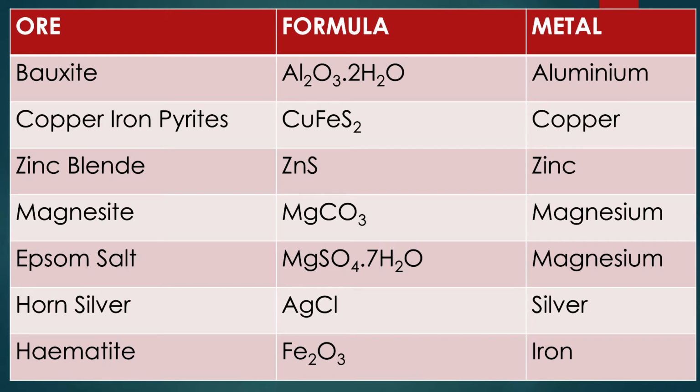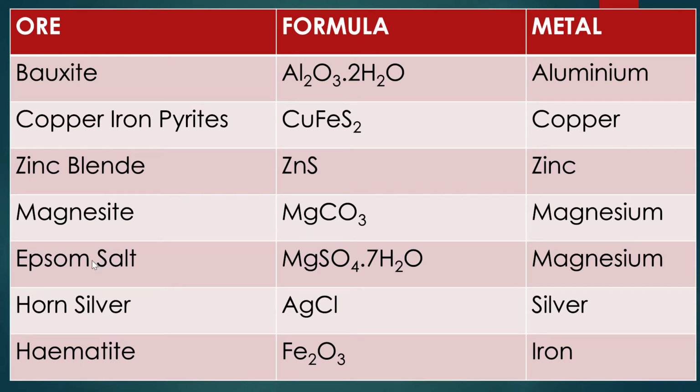Third one is zinc blende, that is ZnS is its formula, zinc sulfide, and the metal which we are extracting from it is zinc. The fourth one, magnesite. The formula of magnesite is MgCO3, magnesium carbonate, and the metal which we are extracting from it is magnesium and not carbon or oxygen, because the percentage of magnesium is more in magnesite.